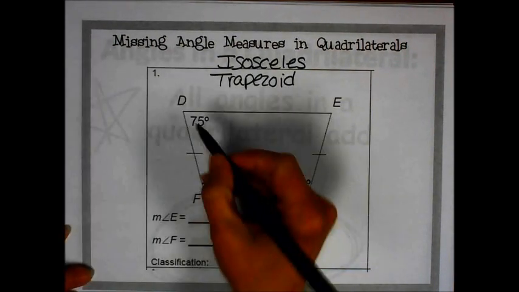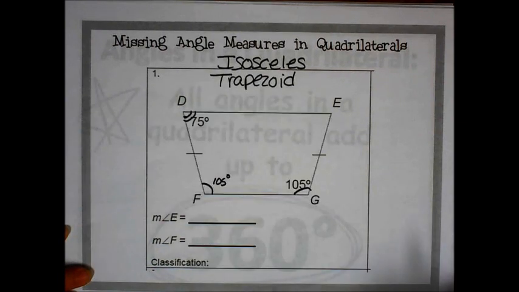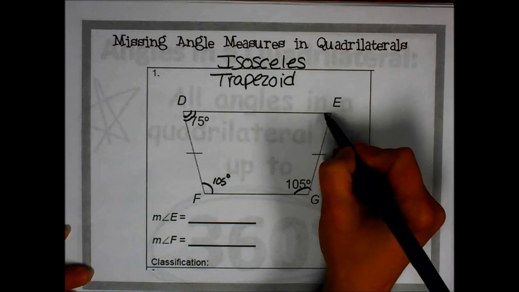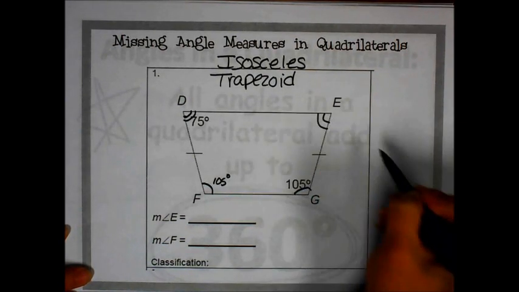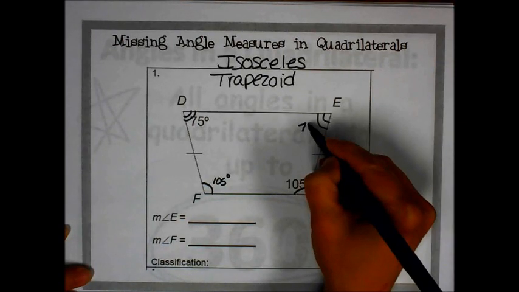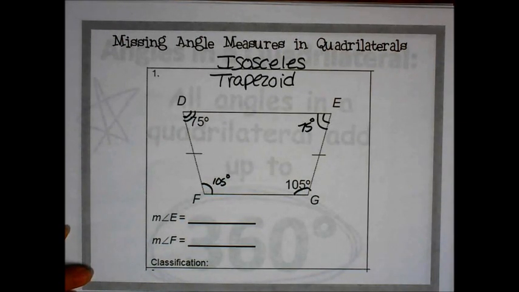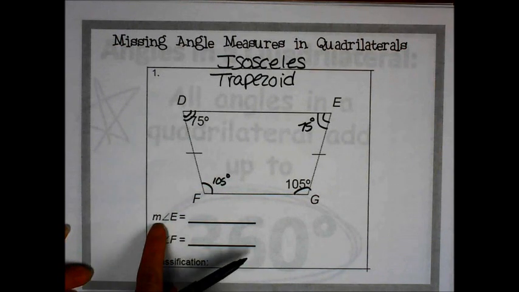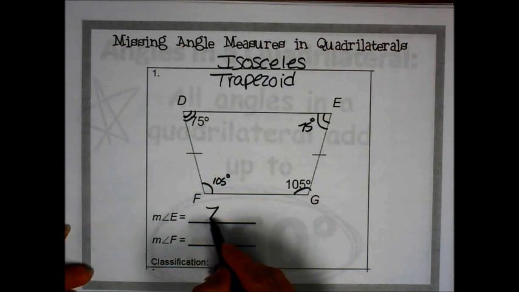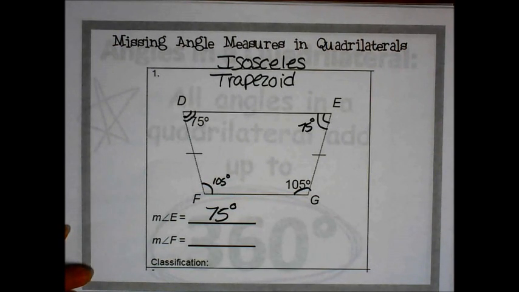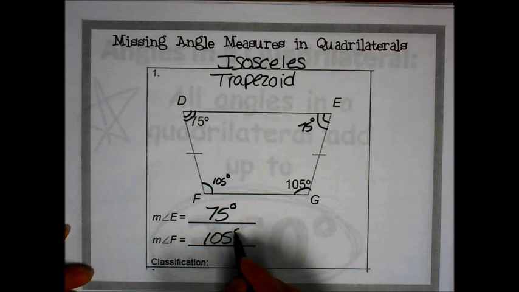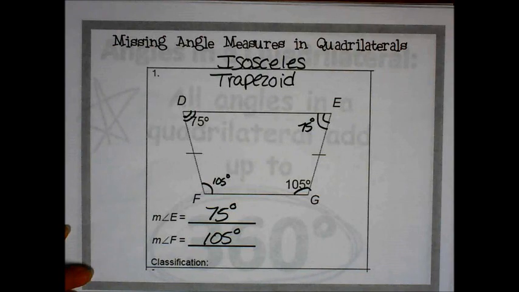So if angle D, this acute angle, is 75 degrees, then angle E, which is also an acute angle, also has to be equal to 75 degrees. So the measurement of angle E is 75 degrees. The measure of angle F is 105 degrees.